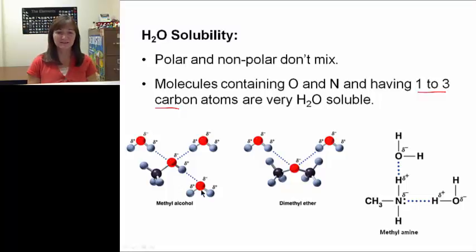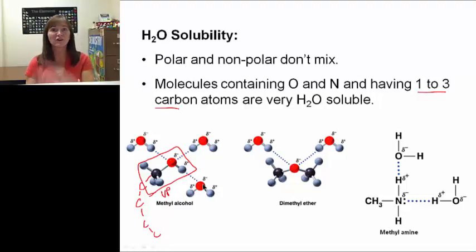Okay, and here's a couple pictures. So here is methanol, and methanol has this OH group, so it is very polar. And since it can hydrogen bond, it's going to want to hydrogen bond to water and become soluble. But the more carbons you put on here, the less soluble it becomes, because this starts acting more like a hydrocarbon. Okay, so there's a limit to how many carbons water can pull down into the solution with it.